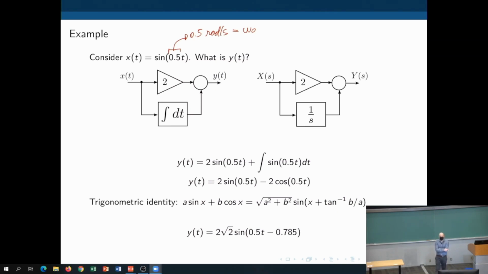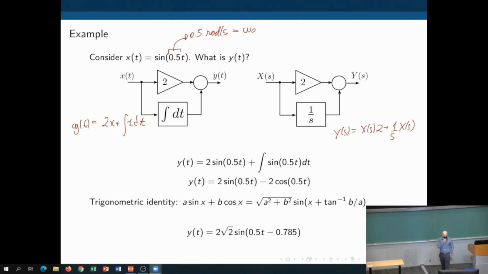We want to know the output of this system. So let's do this both ways. Let's do this the hard way by calculating the inverse Laplace and all that. And let's do this using the tools we just learned. What is the output equation here? Well, the output equation y of t is simply 2 times x plus the integral of x dt. And on the other side, Y of s is simply the Laplace transform, X of s times 2 plus 1 over s times X of s. These two are exactly the same.